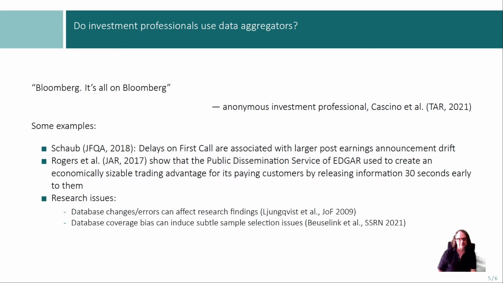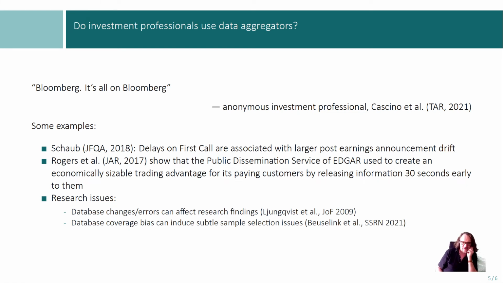And here you see some evidence that actually speaks to this, and there's more than this, and these are just examples. But I think one of the more heavily cited examples is the Shaw paper in the Journal of Financial and Quantitative Analysis 2018 that looks at First Call, and they see whenever there are delays in First Call, so that the analyst forecasts or management forecasts are actually reported with a delay, this triggers longer post-earnings announcement drift. So you see that the institutional investors don't use the original data per se, but they use the data as being provided by the aggregators.